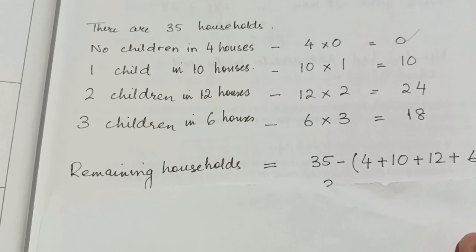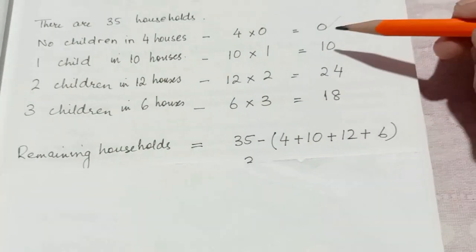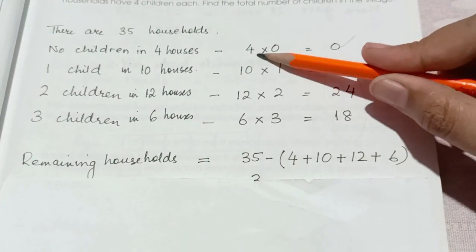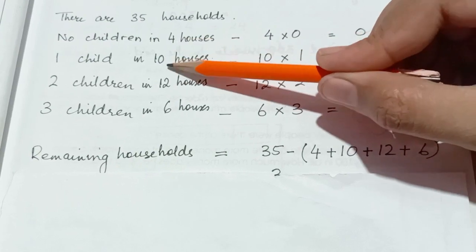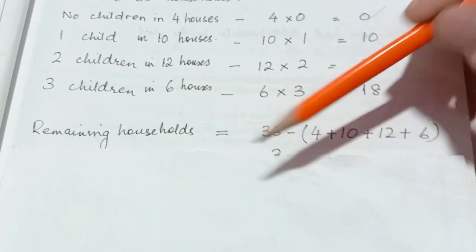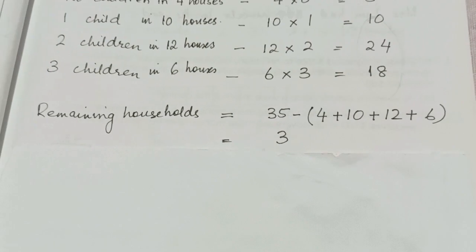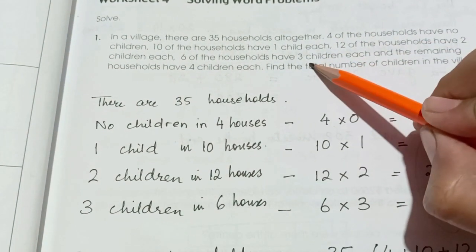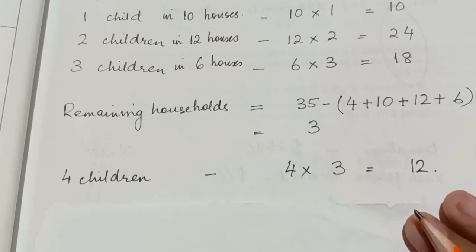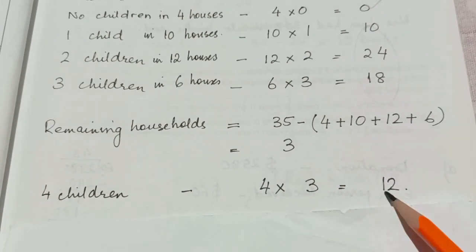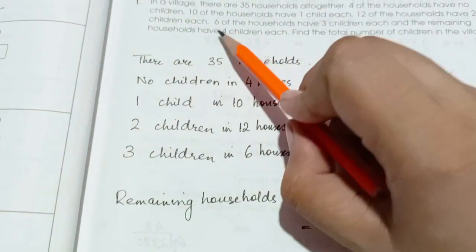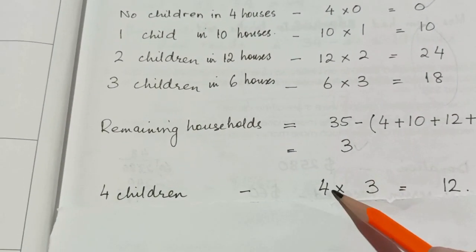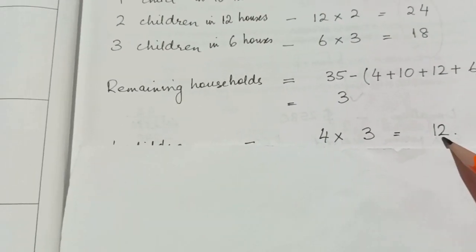So first we have to find the remaining. From 35 we have to subtract all these. So first we add the households: 4, 10, 12 and 6. It means that the remaining number of houses is 3. The remaining houses have 4 children each. So 3 is the remaining houses and 4 children in each house. 3 multiplied by 4 is 12.